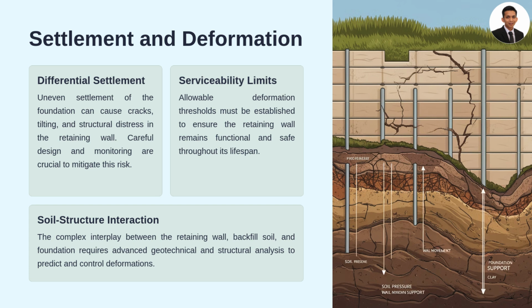Monitoring techniques. Number 1. Inclinometer. Measures lateral movement of the wall over time. Number 2. Settlement gauge. Tracks vertical movement of the foundation. And number 3. Automated total stations. Provide precise measurements of deformation during construction.